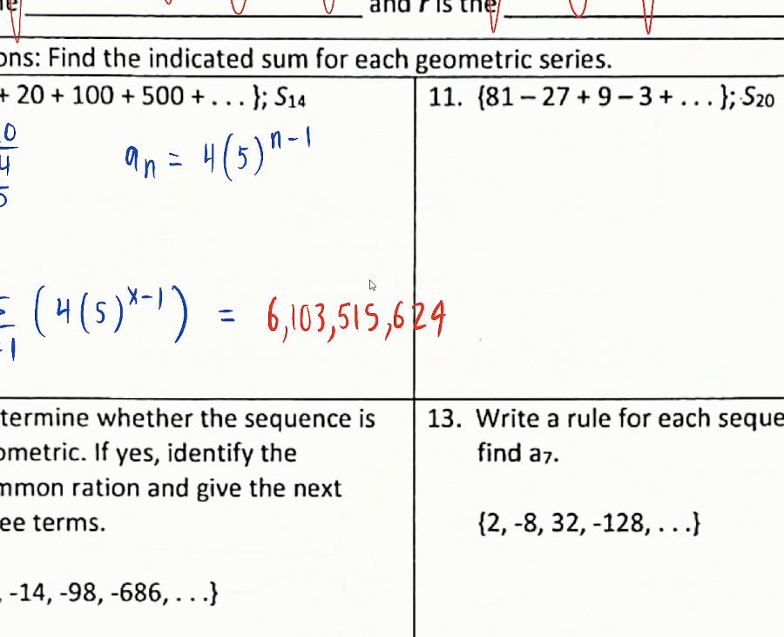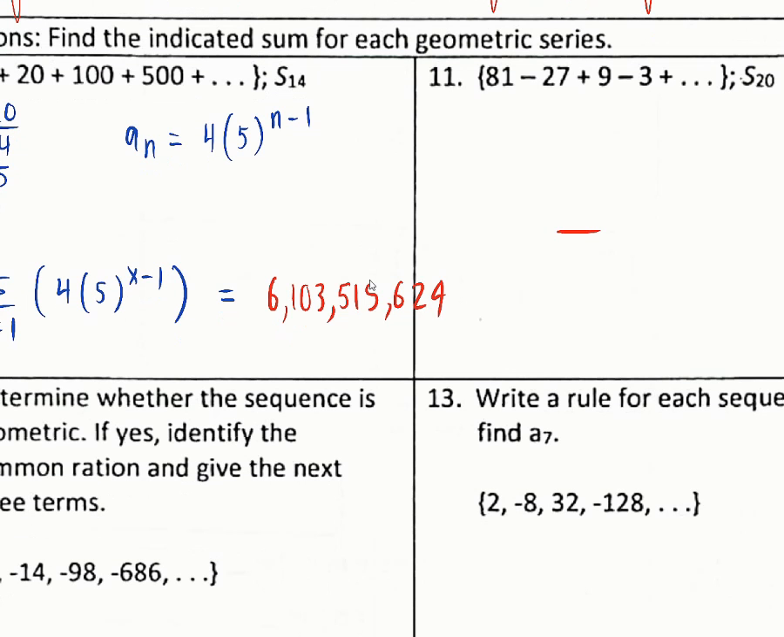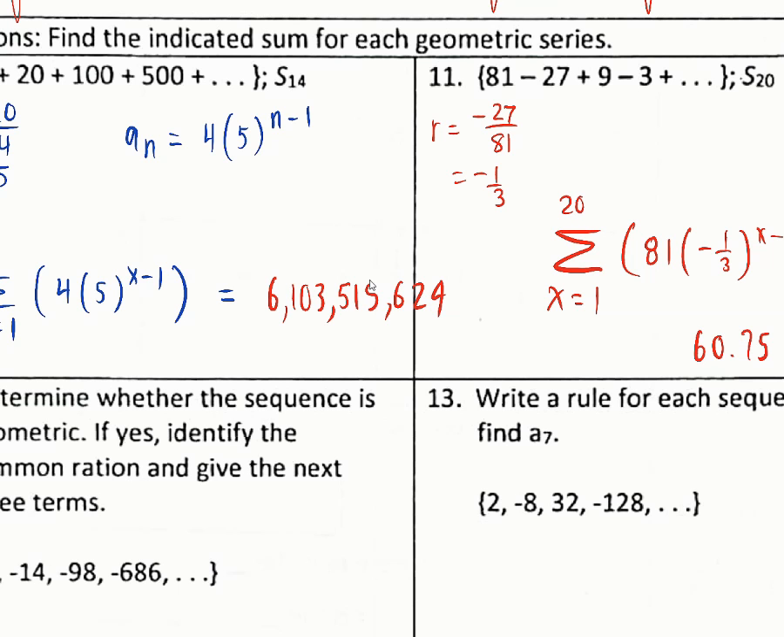Watch this. Look at number 11. Sum of x equals 1 to 20. For the equation, well, r is negative 27 over 81. That's negative 1/3. I reduced it. So my equation is 81, open parentheses, negative 1/3, close parentheses, raised to the x minus 1 power. Done. That's how fast you can do this. And of course, your answer here would have been 16.75.